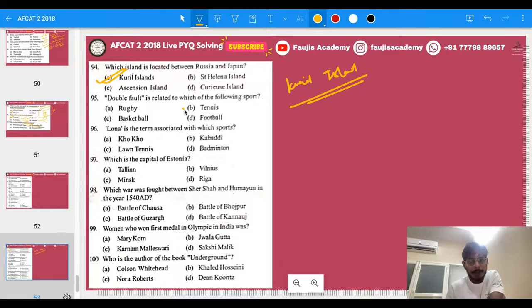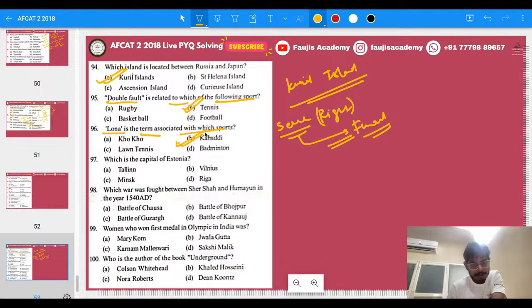Double fault happens in the game of tennis. Once you do the serve and for some reason it's not a right serve, then again you can do the serve. But again if you do the foul, then that is called the double fault. The first fault in tennis doesn't lose any point for you.